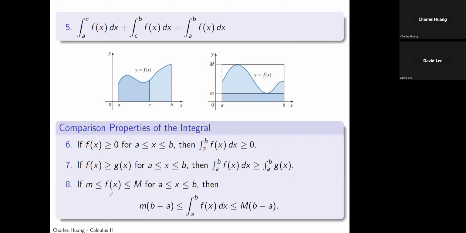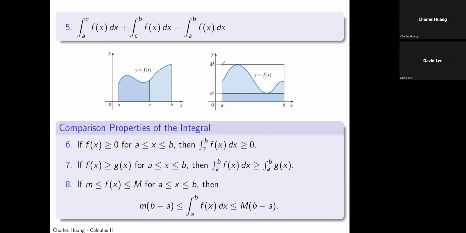Finally, the last rule, if my function is always bigger than a number, okay? If my function is always bigger than the number, then of course the area of this box is going to be smaller than the area underneath the curve. So the integral is going to be bigger than the box. All right, makes sense because it's always high.